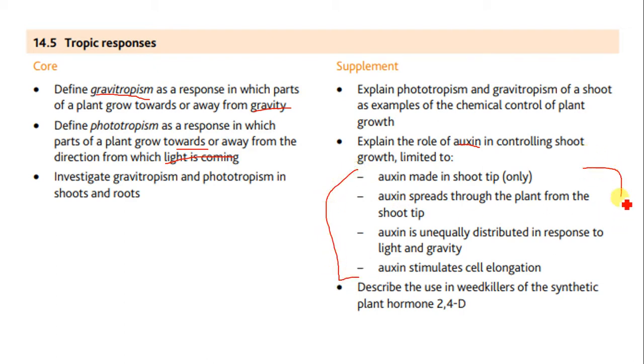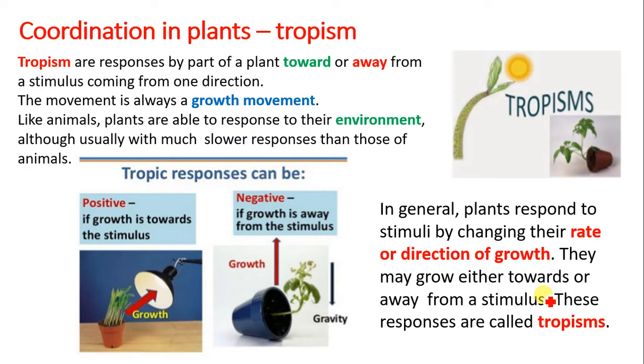If you are asked, describe how auxin helps to control growth. Auxin is made in the shoot tip or apex. Auxin is spread from the shoot tips. Auxin is unequally distributed in response to light and gravity. Auxin stimulates cell elongation. You get the mark. Now, describe the use of weed killers of synthetic plant hormones. So that's it. So let's move quickly.